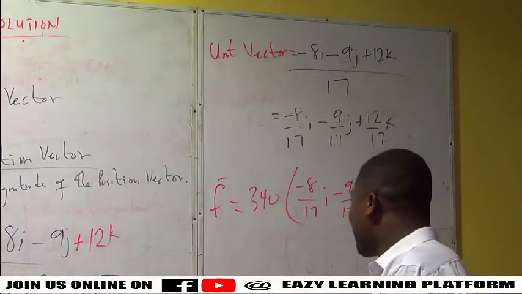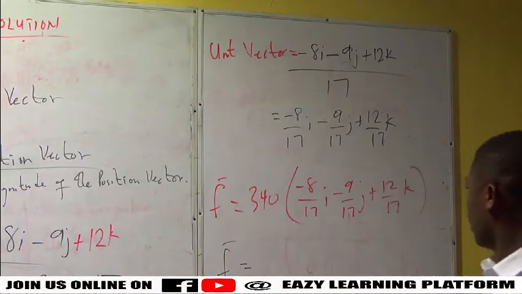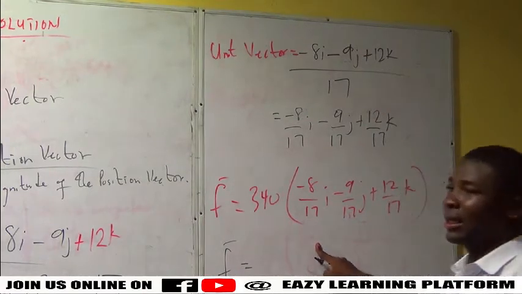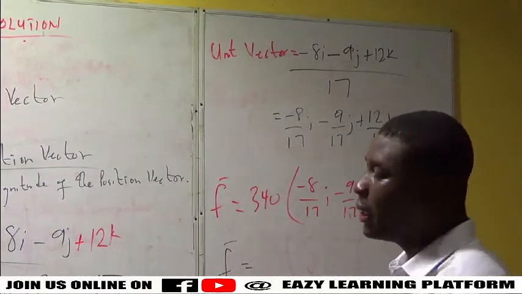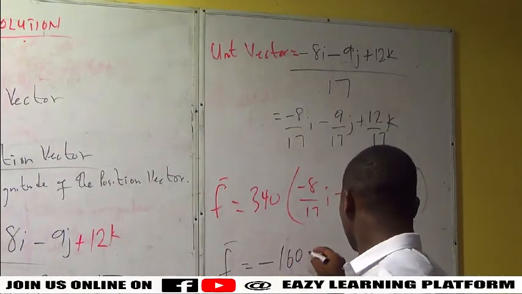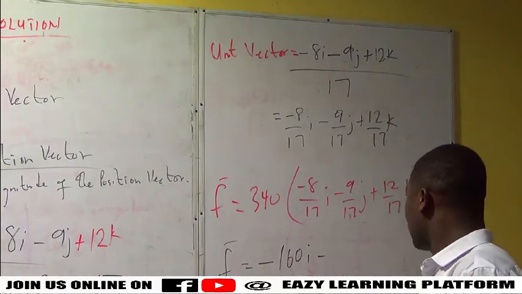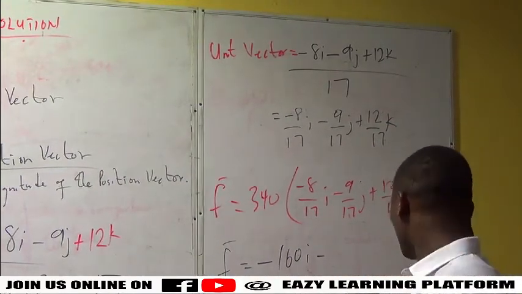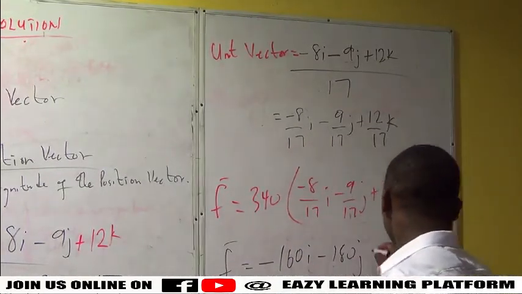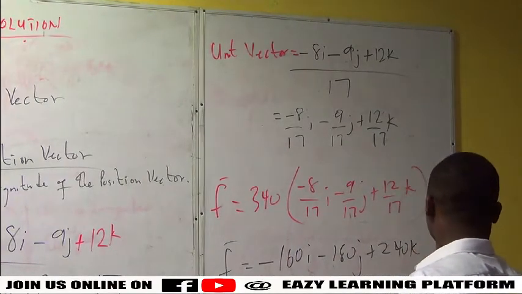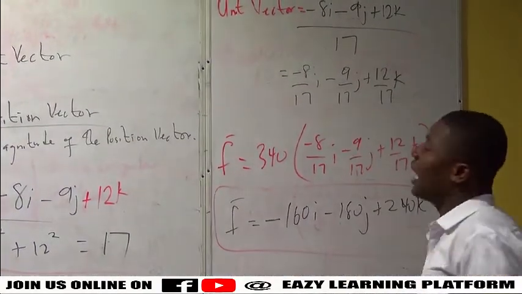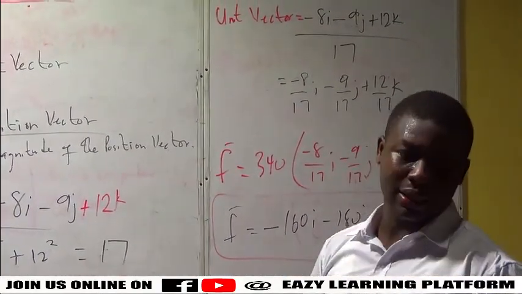So now, what do we get for the Cartesian vector? So you're going to multiply 340 by negative 8 over 17. Then when we finish, we add the i. So we have minus 160i. Then we do the same thing. We have minus 180j. And we do the same thing for the k. And we have plus 240k. Now, this gives us the vector force.